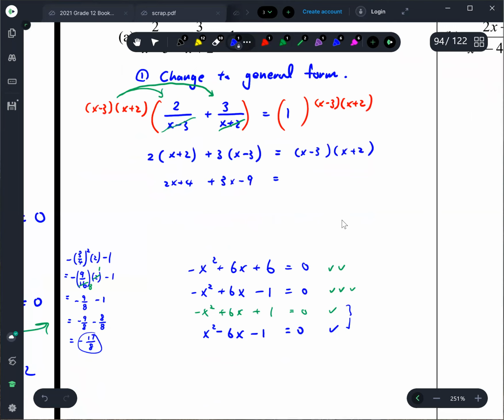Okay. Does anyone want to take off an answer from the list? And then expand the right hand side, x squared minus x minus 6. Okay, you need to do FOIL. Okay, 1, 2, 3, 4. Collect the like terms on the left side, so you get 5x minus 5.